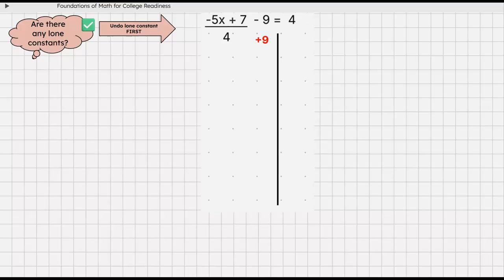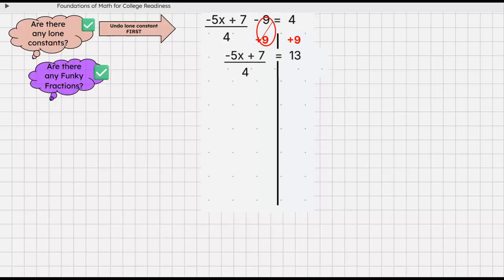You can go ahead and add 9 to both sides, and you will have negative 5x plus 7 divided by 4 equals 13. Now you will undo the funky fraction by multiplying both sides by that denominator, to get negative 5x plus 7 equals 52. So it looks like a different equation here, but it's really the same thing.